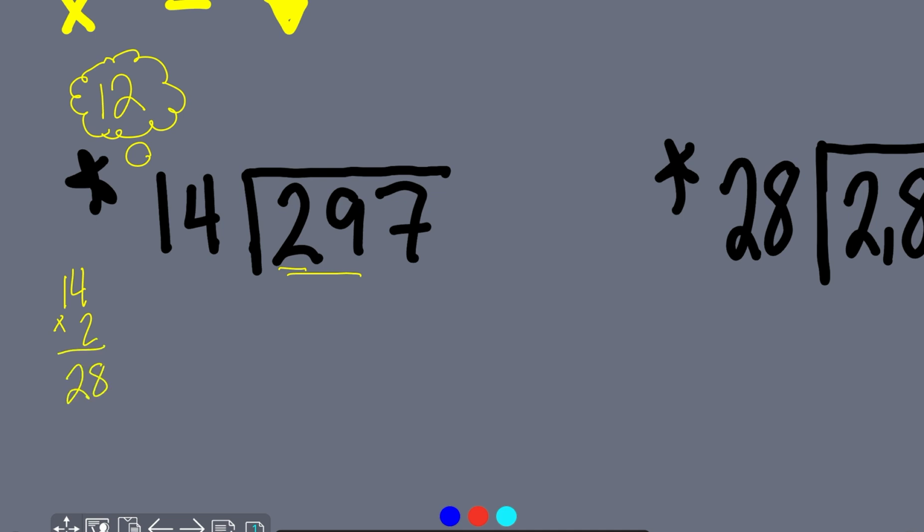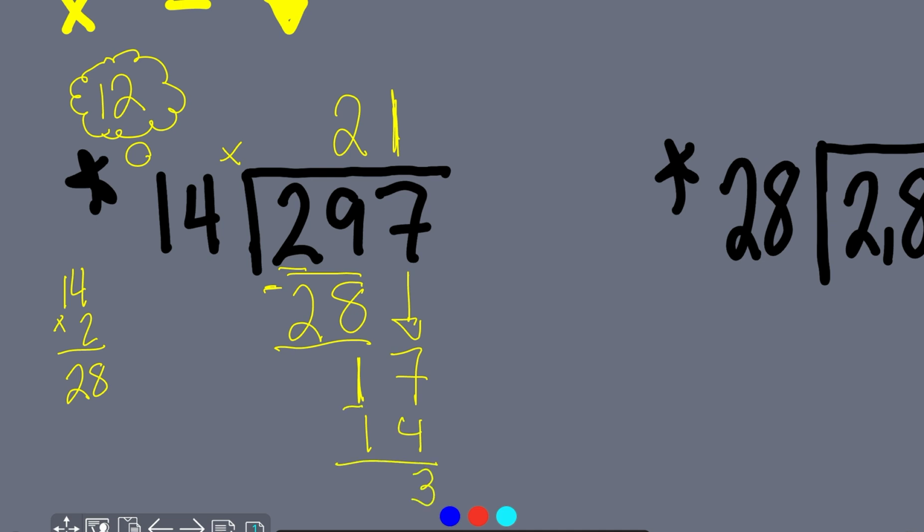And man, that is really close. It can go in there twice. 2 times 14 is 28. I subtract these two numbers, I get 1, and I bring down the 7. How many times can 14 go into 17? It's not going to work out perfectly, unfortunately. It can go in there one time. 1 times 14 is 14. I subtract, and I get a 3.